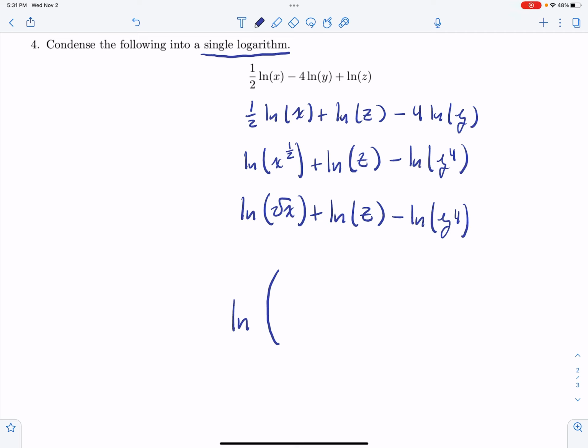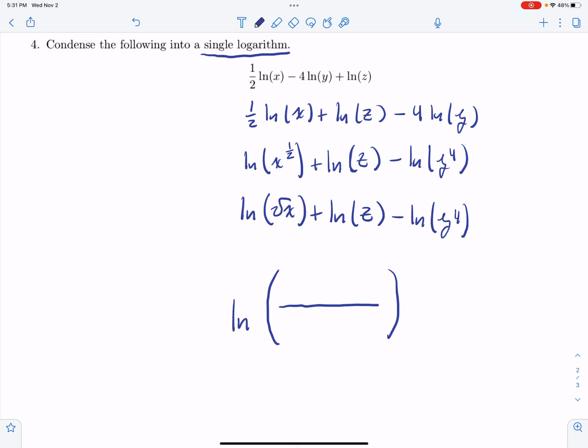So we're going to draw our fraction bar inside. There should not be natural log on top of natural log. That's only for the change of base formula. Every other time when it says to condense, you need to make sure that you have natural log of a fraction, not natural log over a natural log.